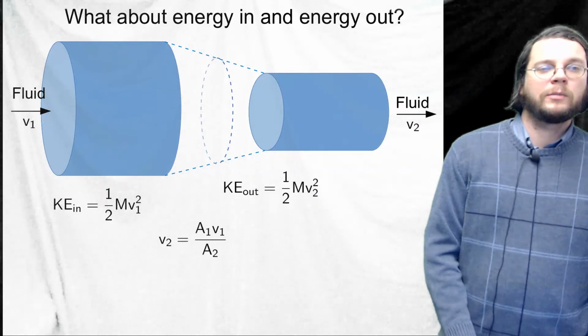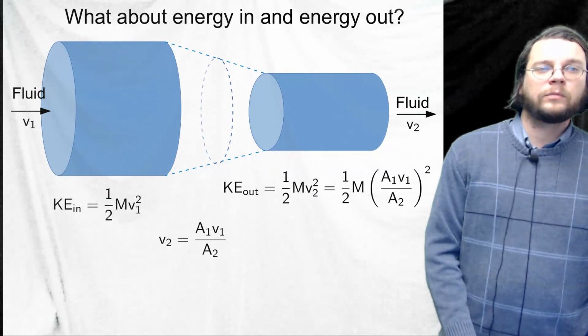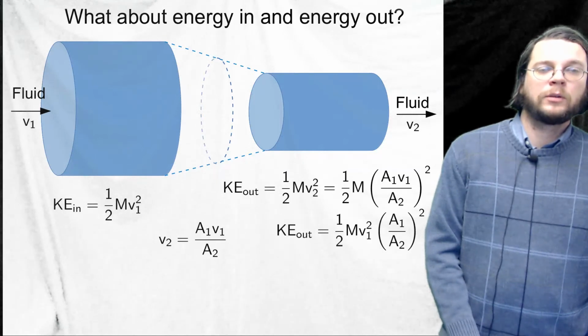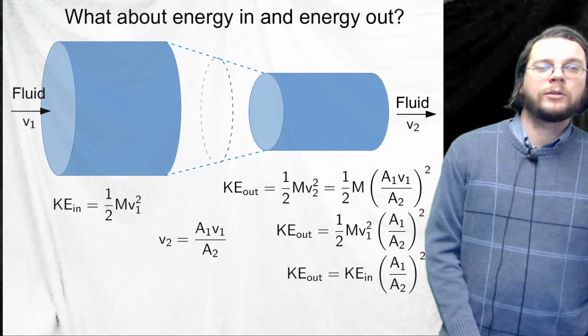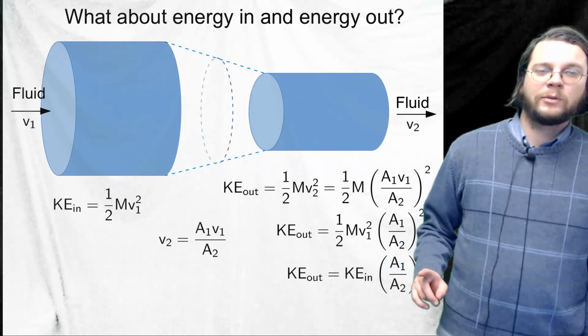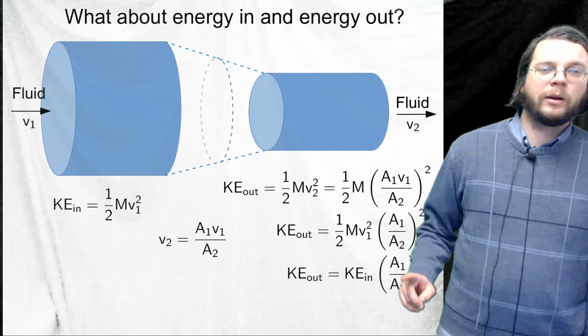So I can sub that into there, like so, and I can solve for KE out. I get this, which is weird because it means that the kinetic energy out equals the kinetic energy in times this factor. And here's the question, what's bigger, A1 or A2?